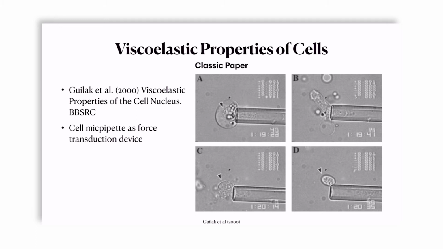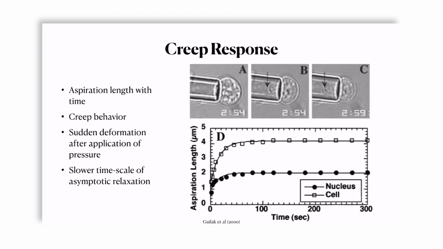So they went to the next step, which is to deform the nuclei and compare the deformation to whole cells. What you're looking at here is a single nucleus caught in a small 2 and 3 micron bore inner diameter micropipette tip, and with a constant pressure difference applied across the micropipette.